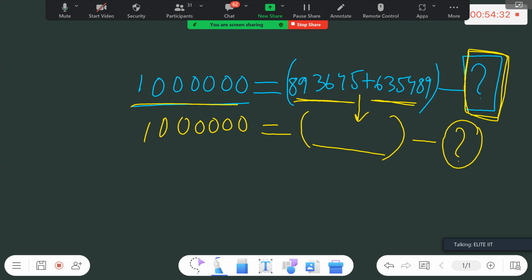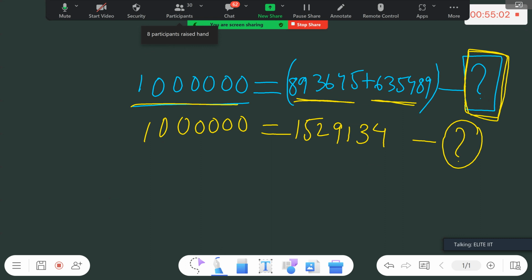Understood? So now how can you find this? How can you get this question mark? Yeah, tell me. No, we should not add, we should subtract. See, here we have 9 plus 5, 14. Okay, 3, 1. This is the value, okay? So now we have to subtract, isn't it? Why subtract? I'm telling you.